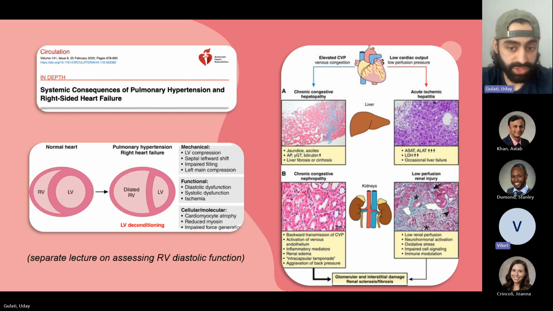So by looking at congestion, you can help better differentiate the cause of organ injury. So again, there's two types of liver damage. You can have ischemic hepatitis, or you can have congestive hepatitis. Same with the kidneys.